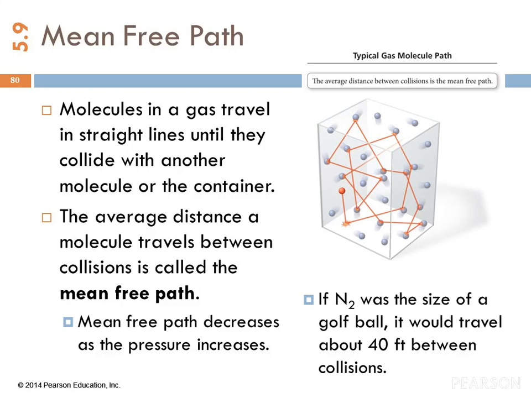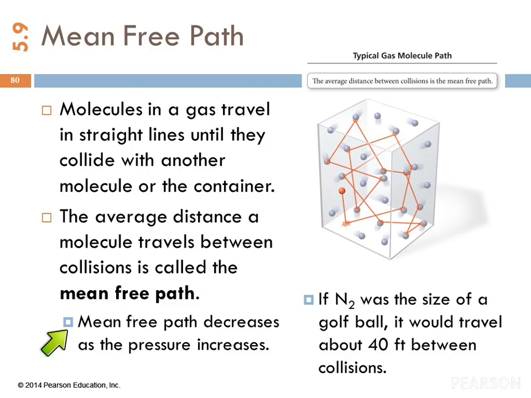As an example, if nitrogen was the size of a golf ball, maybe it was argon, if a gas molecule is the size of a golf ball, its nearest neighbor is going to be about 40 feet away. It would travel about 40 feet before it ran into something. So that gives you an idea of the sorts of collisions these things are having.